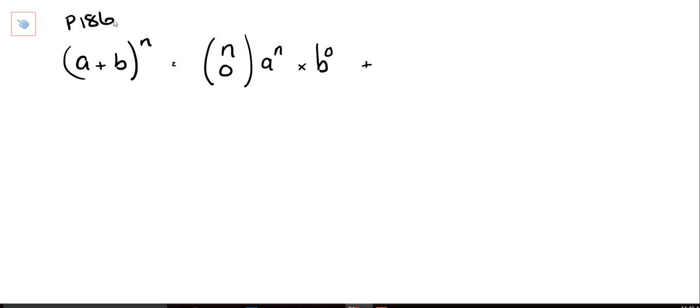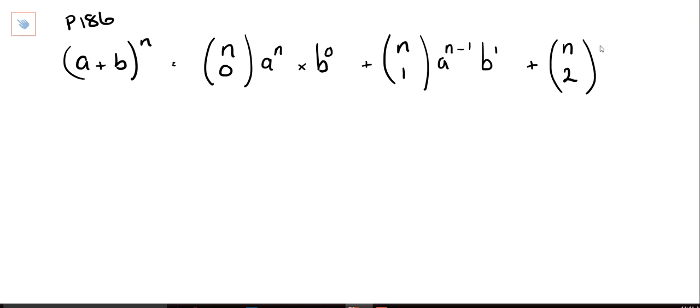So the first term will be n choose 0. You remember what n choose 0 will be? 1. So the coefficient will be 1. The next term will be n choose 1, and then it will be a to the power of n minus 1 times b to the power of 1. The next term will be n choose 2, and it will be a to the power of n minus 2 and b to the power of 2. And we carry on.